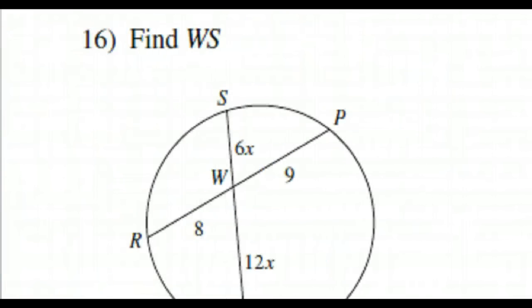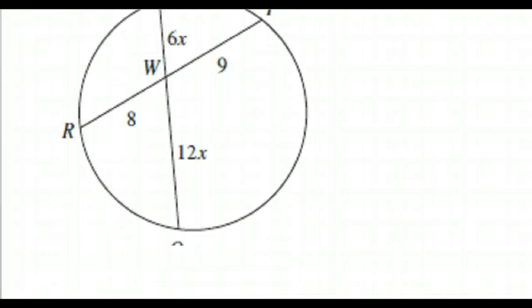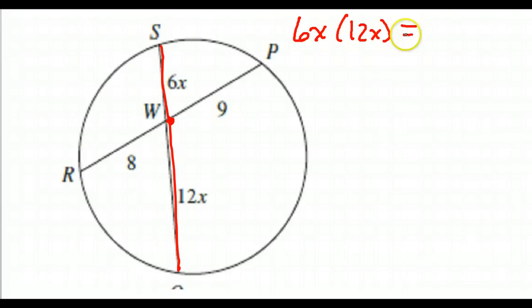Okay, last one, number 16. Find ws. Okay, that's up there. All right, this is all inside the circle, so we will do part times part equals part times part. All right, let's start with the red. Part times part looks like this, 6x times 12x, equals. Now, this is another part times part. Doesn't matter what goes first, it's just 8 times 9.